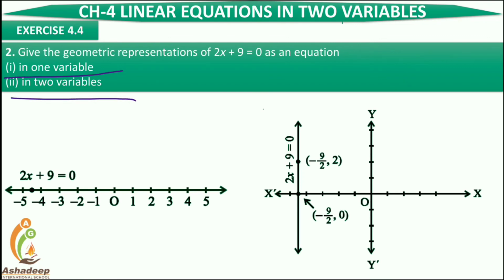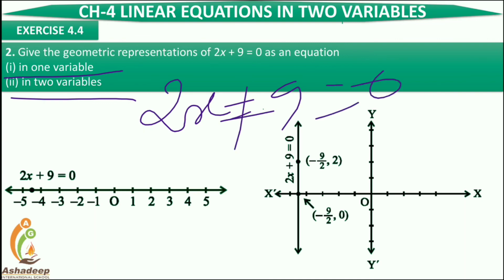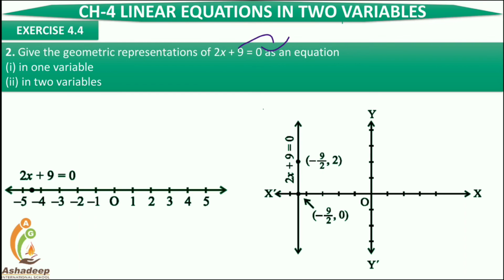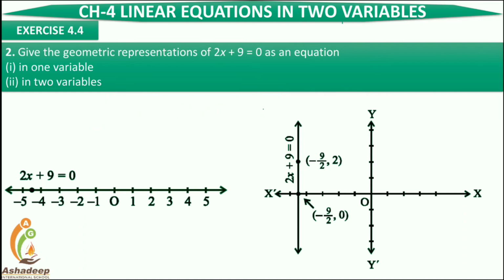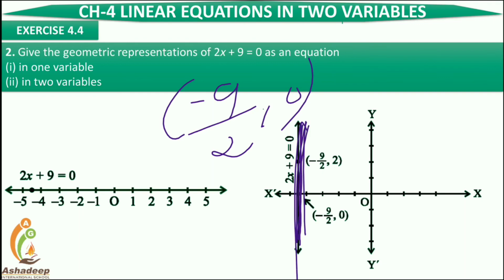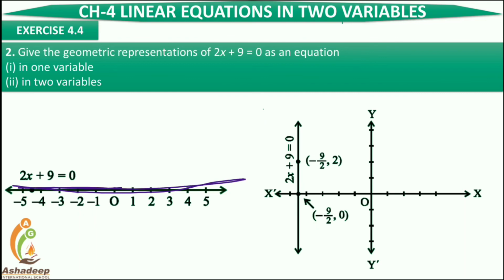In one variable and two variable, here it is given 2x plus 9 is equals to 0, and if 9 goes on to the other side, it becomes minus. So 2x is equals to minus 9. So x is equals to minus 9 divided by 2. So it is nothing but minus 9 divided by 2 comma 0. Minus 9 by 2 comma 0. So it is always parallel to the y-axis. Simply put it on a graph and just rotate it and place it, right?